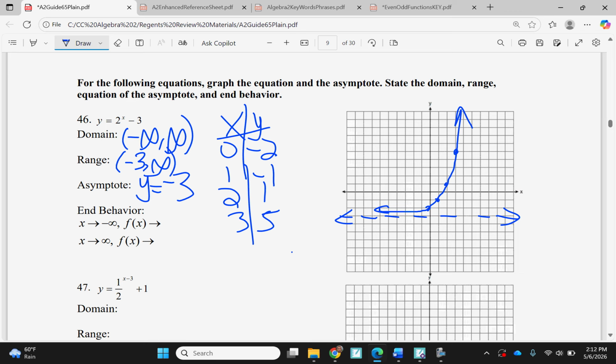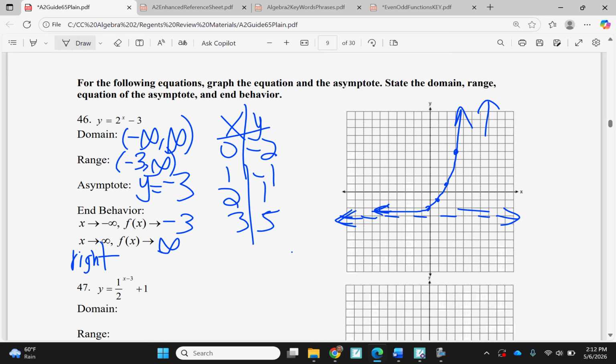End behavior: let's do as x approaches positive infinity first. As x approaches positive infinity, that means as I go to the right, the graph is going up, positive infinity. As x approaches negative infinity, to the left, it's not pointing up to positive infinity or down to negative infinity, it's pointing at the asymptote. If it's pointing at the asymptote, I put the asymptote's value, which in this case is negative 3.